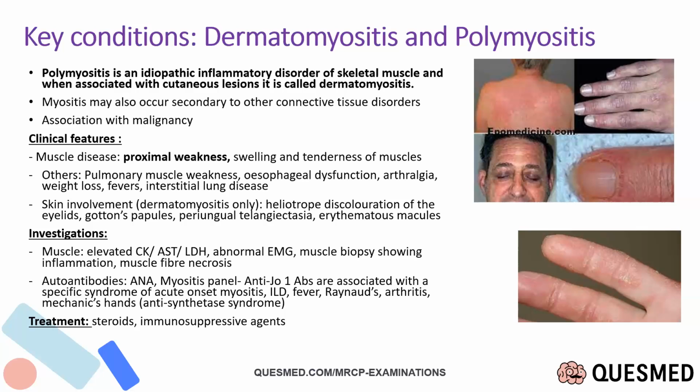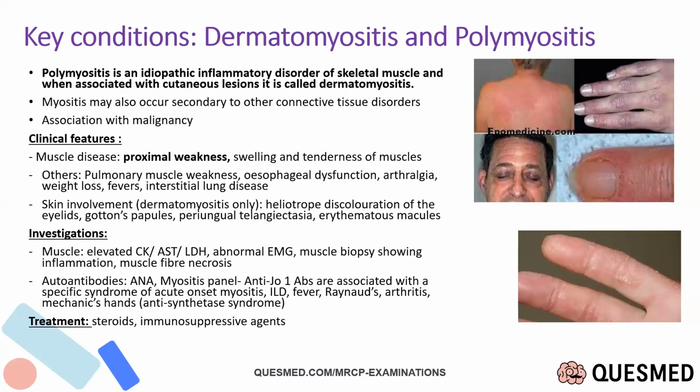With dermatomyositis, you can get the heliotrope rash around the eyelids, which you can see on the right-hand side there. Gottron's papules, which are these violaceous raised areas over the knuckles. You get periungual telangiectasia, and you can also get these erythematous macules. And there are certain other signs, so the shawl sign, where you get this rash over the back and shoulders, and also round the front in a V-neck sign.